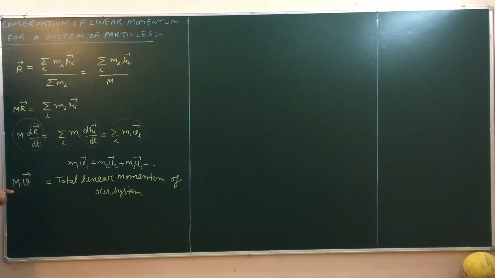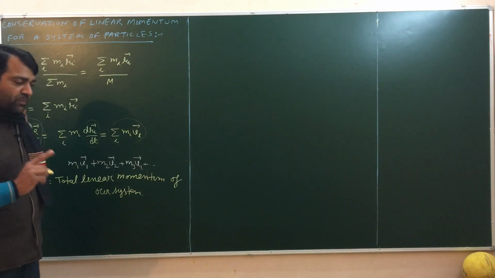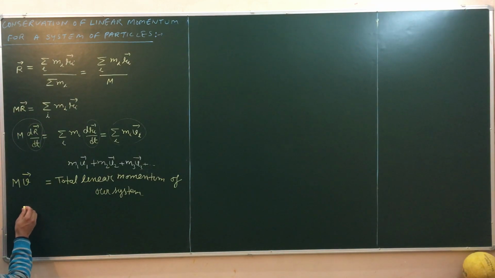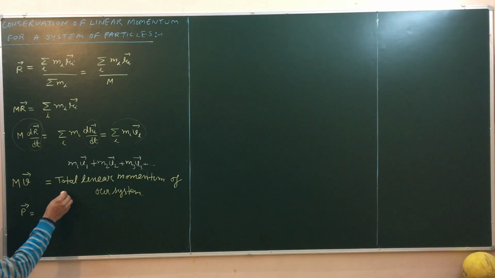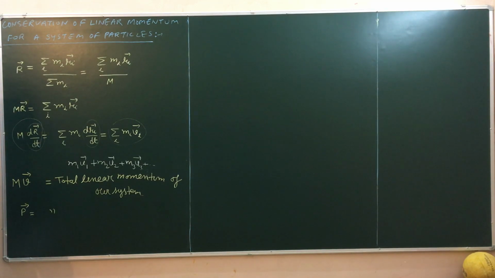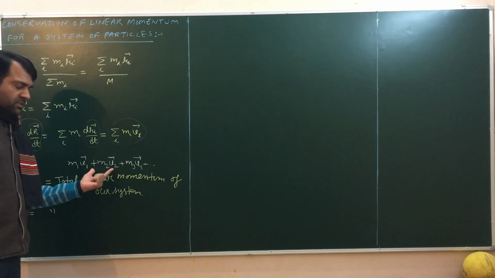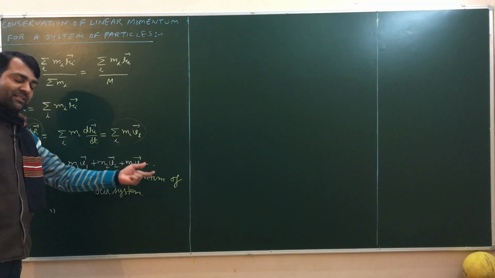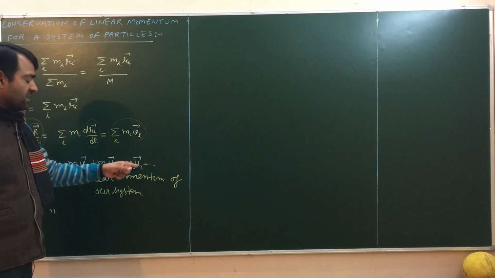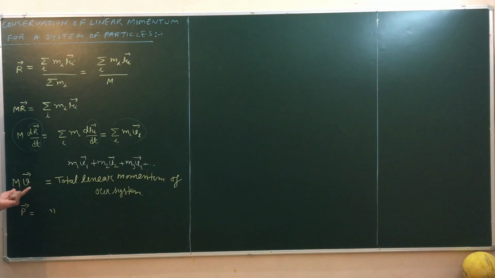And student, m into v, we can define it as the linear momentum of the center of mass. We can denote it with the p vector, and the right hand side is the total linear momentum of our system. It is a very cumbersome task to calculate these individual quantities and then add them vectorially, but we escape from this cumbersome task by using just one relationship, one equation, or one quantity.